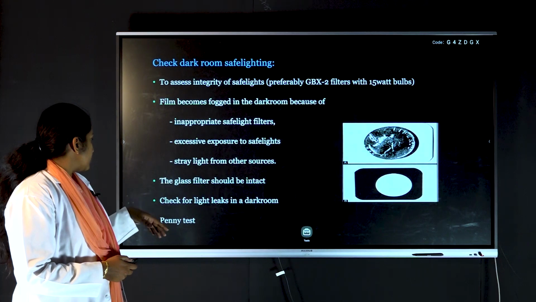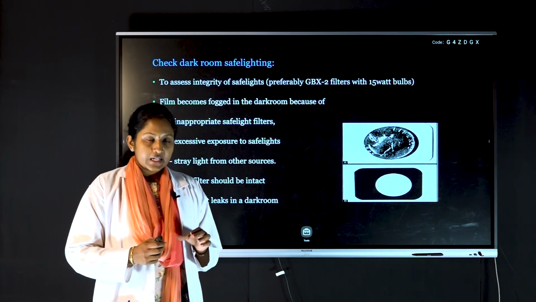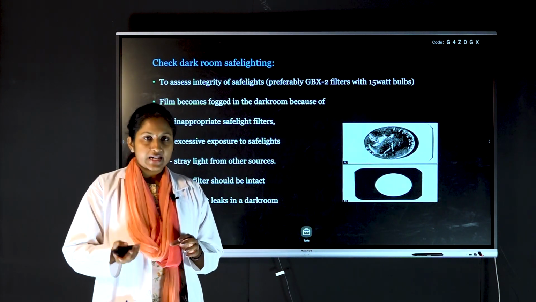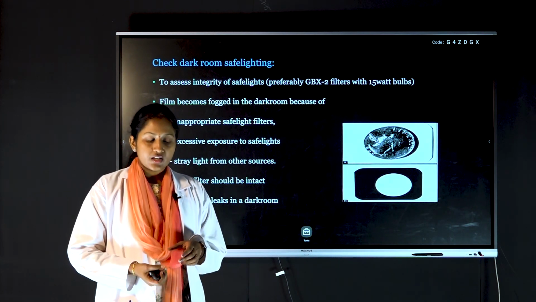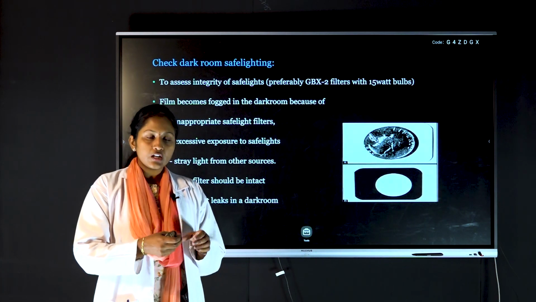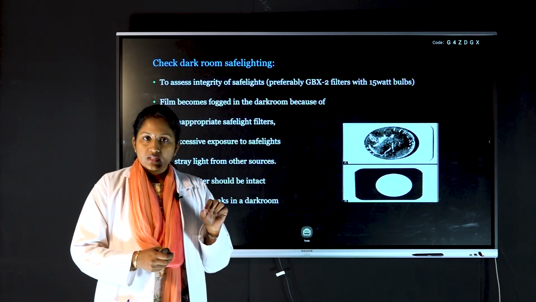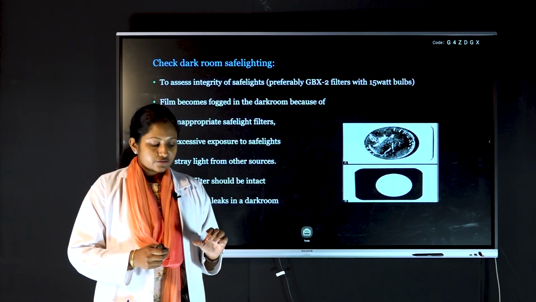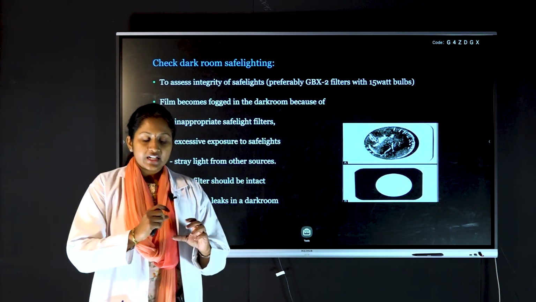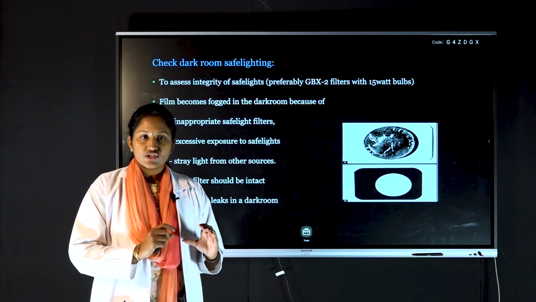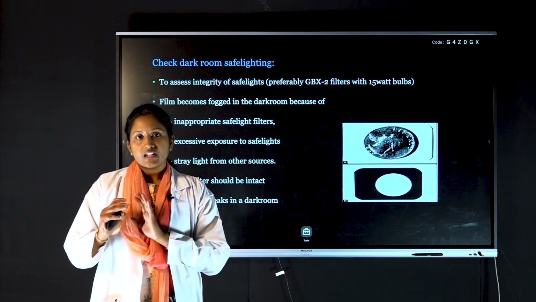The other test that can be used is the penny test, which is the common test that we generally use. First of all, switch off all the lights in the darkroom. Then take an unwrapped, unexposed film packet, place a coin, say a penny, on the film packet and leave it for 2 to 4 minutes. After that, process this film and check for the presence of any image of that coin. If you find any image of the coin, that means the safe lighting is not safe enough. If you don't find one, the safe lighting conditions are good.